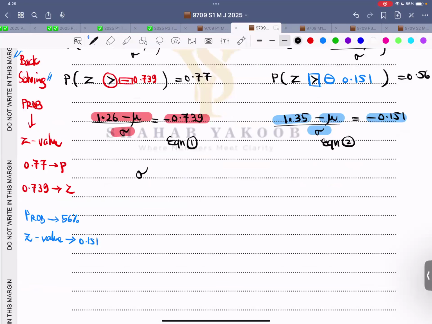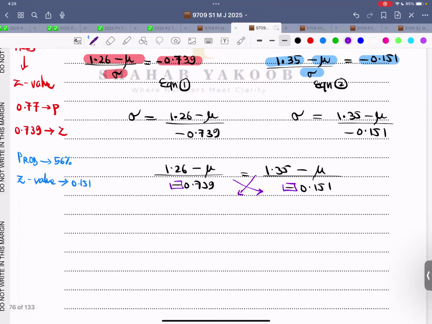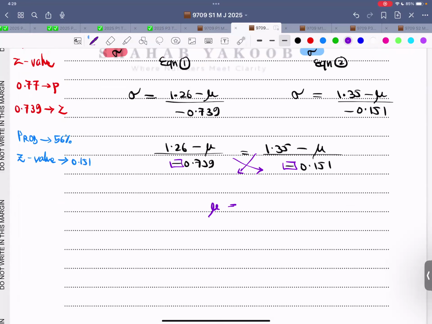I think I'll make sigma the subject. That is (1.26 minus mu) divided by negative 0.739, and (1.35 minus mu) divided by negative 0.151. Get rid of these two negative signs, cross multiply, and then you will be getting the values. So first of all, mu is coming out to be 1.37 and sigma is coming out to be 0.153. Both answers are given correct to 3 significant figures.